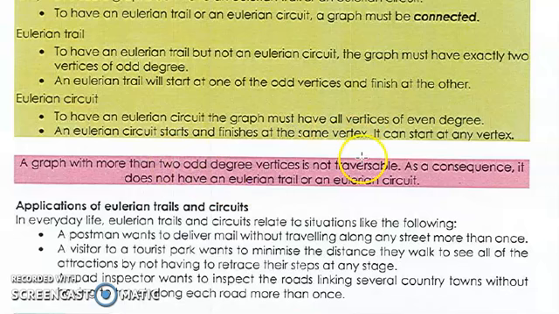So these applications, in everyday life, these Eulerian trails and circuits relate to situations like a postman who wants to deliver mail without traveling along any street more than once. A visitor to a tourist park wants to minimize the distance they walk to see all the attractions but not having to retrace their steps. A road inspector wants to inspect the roads linking several county towns without having to travel along each road more than once. This is one of many applications that you can have in the real world.